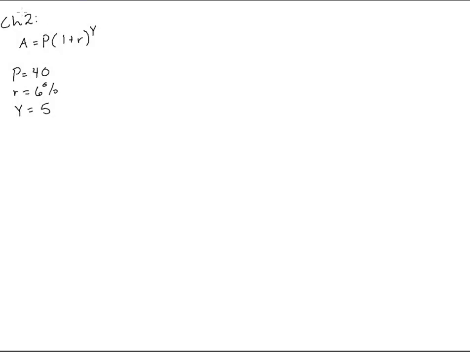Okay, back in chapter 2 we had this interest formula that we used. So let's start out: the principal is $40. It has an interest rate of 6% for 5 years. And we stuck it into this formula and got the following. The amount equals $40 times (1 plus 0.06), all to the 5 years.